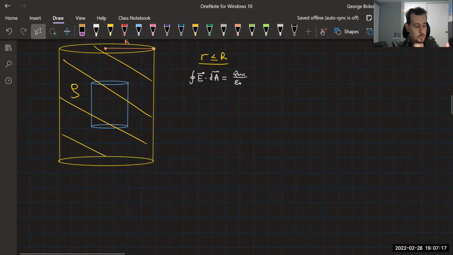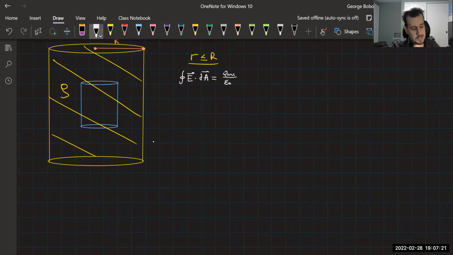All right, and so you go, okay, how much charge have I enclosed? What does the left-hand side look like? That's the stuff that we have to answer.